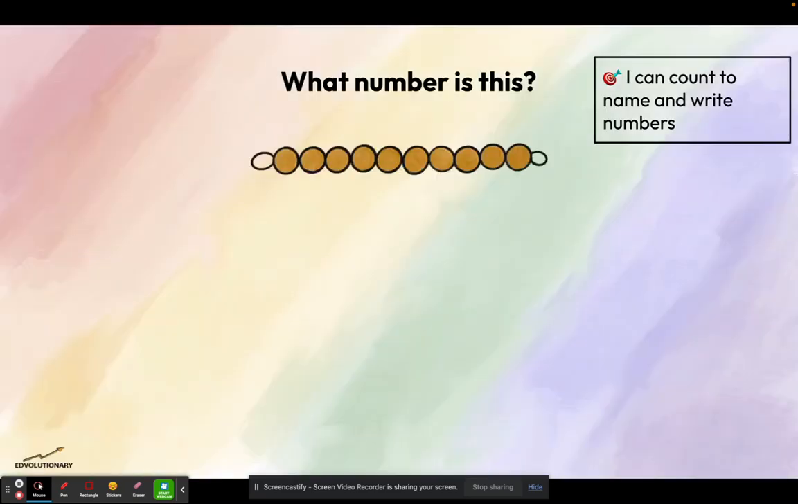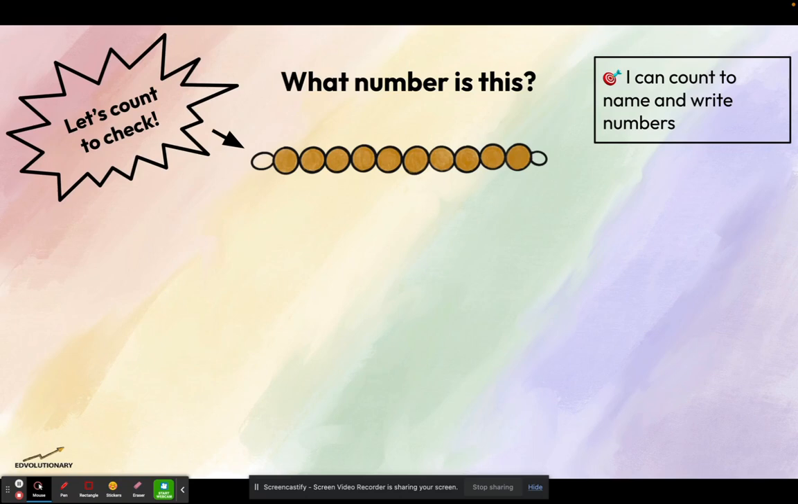Clear their boards. Then we'll say, "What number is this?" Give students a chance to count. Again, it's probably difficult to keep track when you're sitting on the carpet away from the board. So just give a couple seconds, let students maybe guess because we haven't gotten to the number 10 yet. And then say, "Let's count to check. 1, 2, 3, 4, 5, 6, 7, 8, 9, 10."